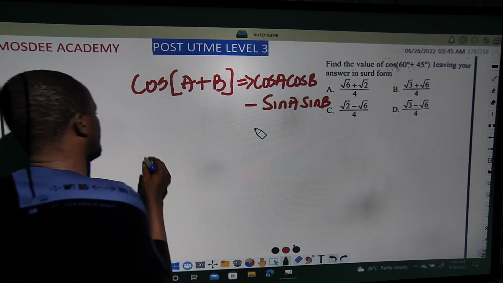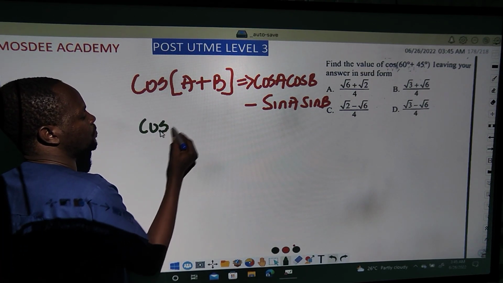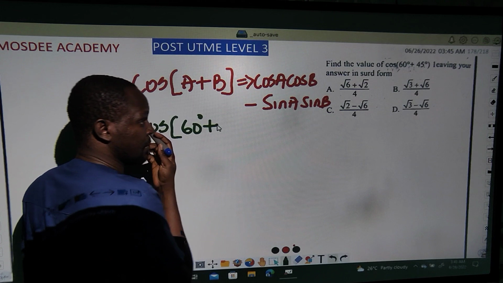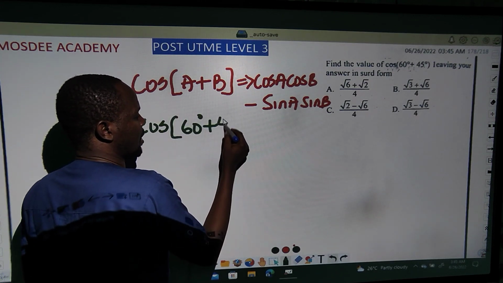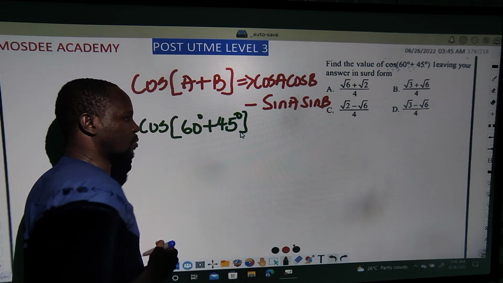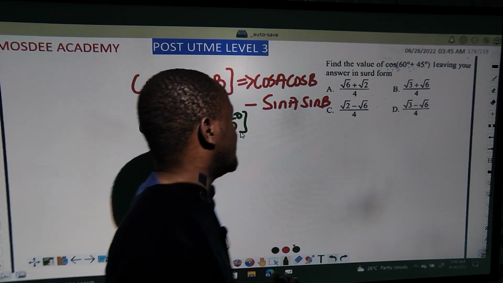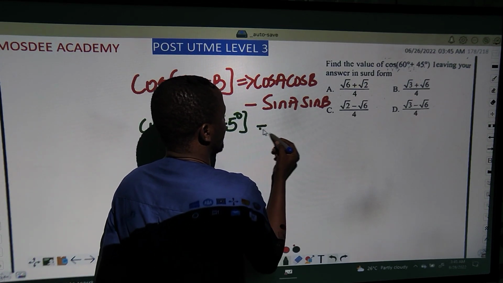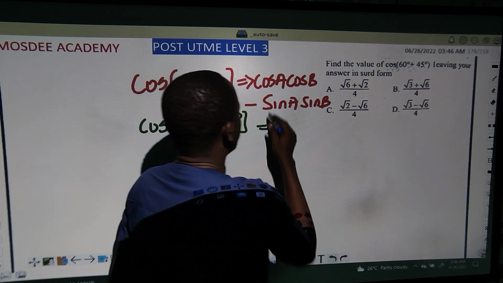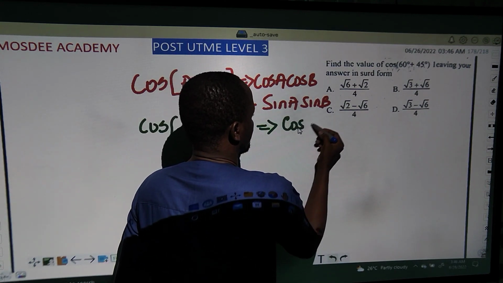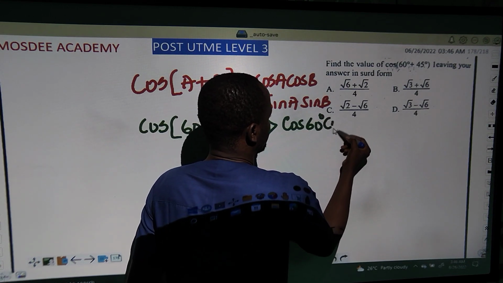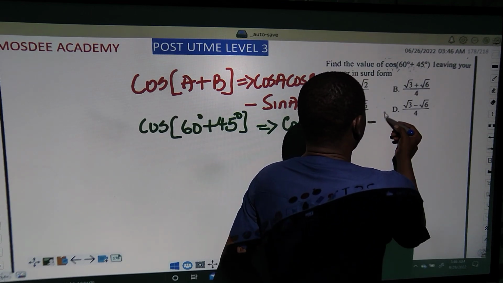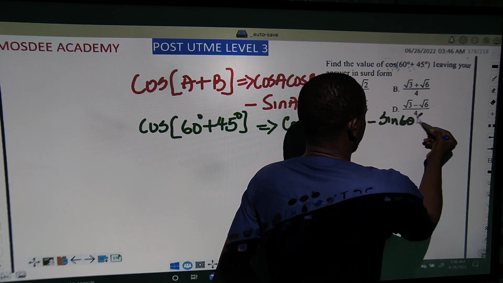Now, here you are having cosine of 60 degrees plus 45 degrees. So that means A is 60 and B is 45 degrees. Now here, if I do that, A is this, then I substitute the formula. I'm going to have directly cos 60 cos 45 minus sine 60 sine 45.